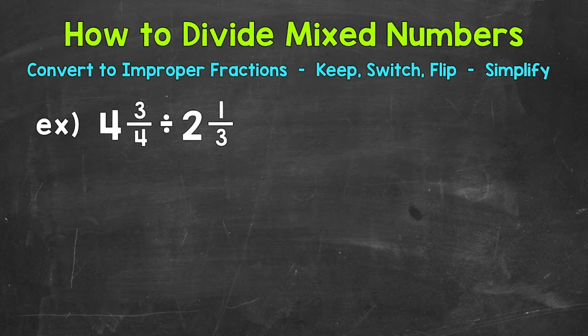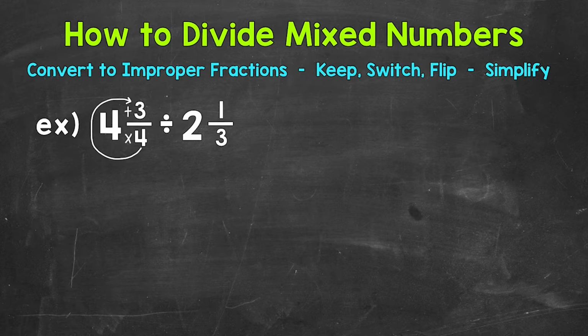Let's jump into our example where we have 4 3/4 divided by 2 1/3. Now the first thing that we want to do is to convert these mixed numbers to improper fractions. That way we just have a numerator and a denominator. Let's start with 4 3/4. And we start at the bottom and work our way to the top. So we multiply, then add.